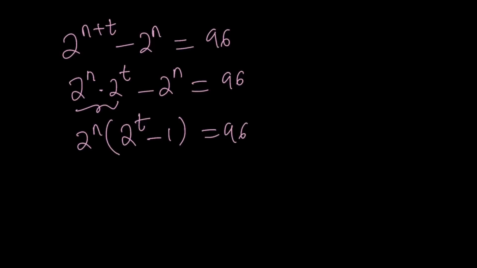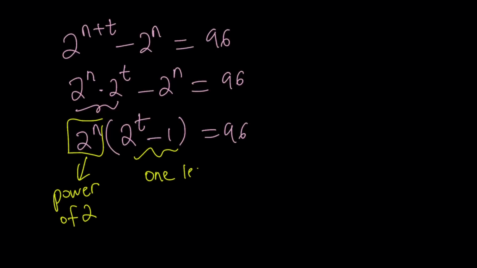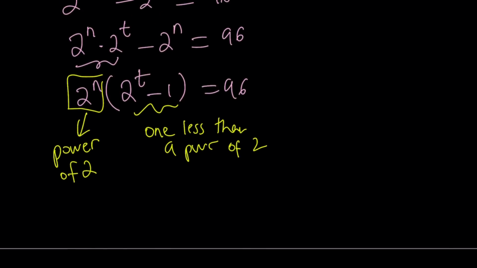Now this is significant because we're basically looking at two things here. One of them is a power of 2, 2 to the power n. Remember, n is an integer and n is greater than k, obviously. So this is a power of 2, and this is 1 less than a power of 2. We multiply two numbers and we get 96. So this is very unique. Let's factor 96 into two factors such that one of them is a power of 2 all the time.